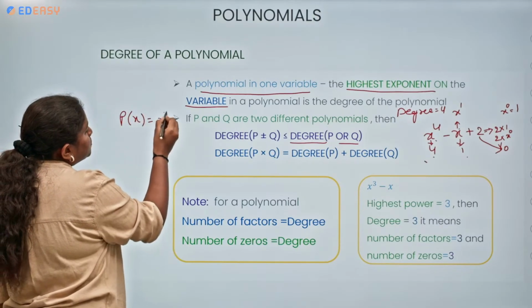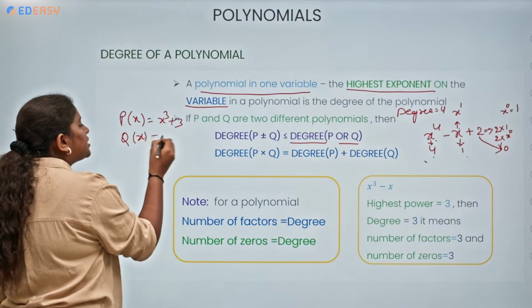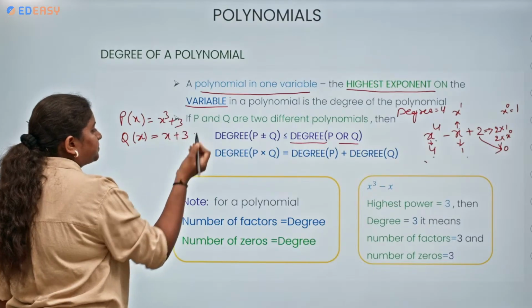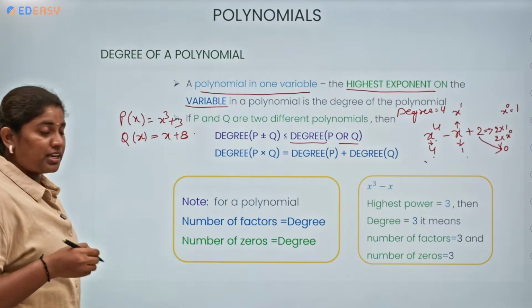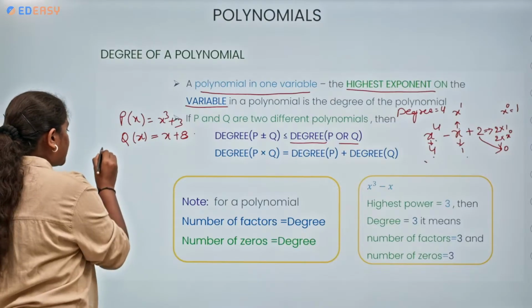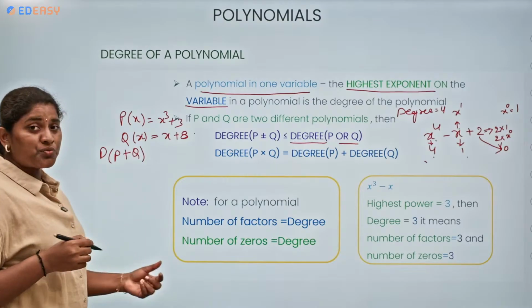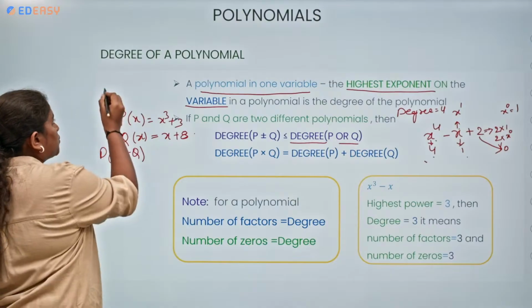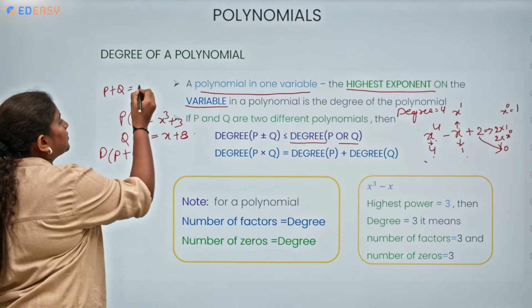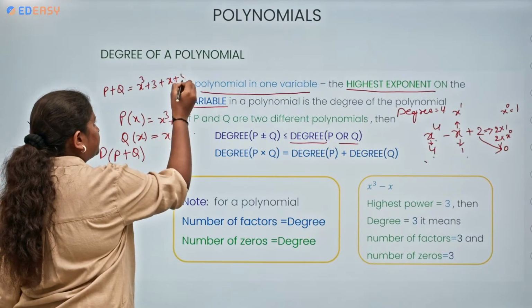P of x equals x cube plus 3 and q of x equals x plus 3. Okay. Or you can take x plus 8. Fine. I need to find the degree of p plus q. So it means what? First of all, I need to add my polynomials p and q. So p plus q, what will it become? It will become x cube plus 3 plus x plus 8.